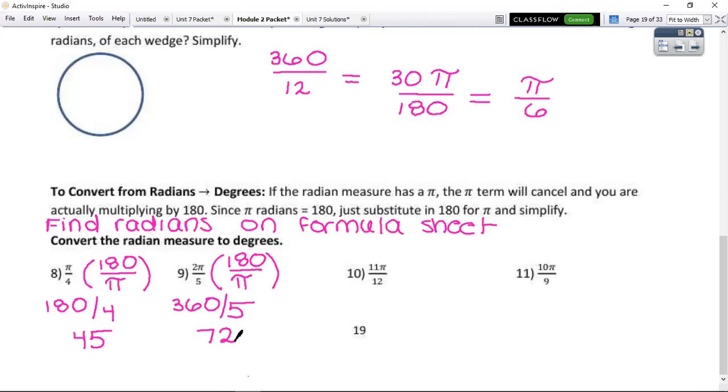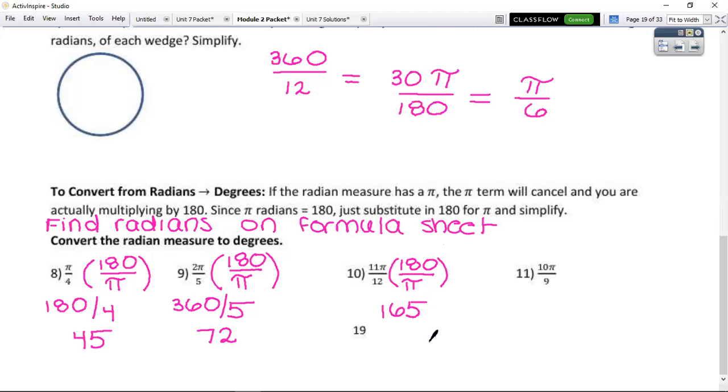So, nice little conversion. Next, I'm going to take the 11 pi over 12, and multiply this by 180 over pi, right off your sheet. Pi's cancel. We want to do 11 times 180 divided by 12. Does anyone have that? Say it again. 165, thank you. This is 165 degrees.